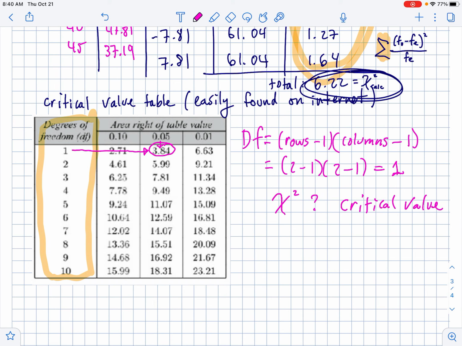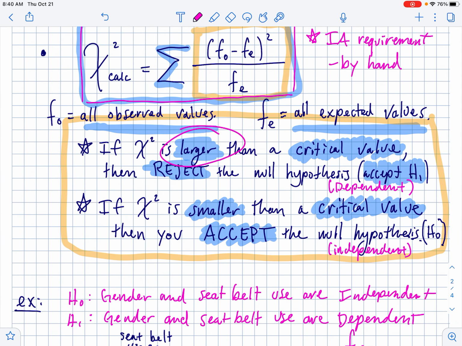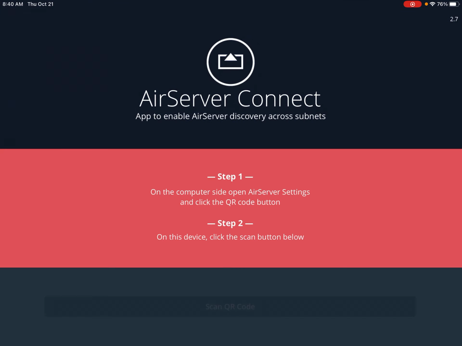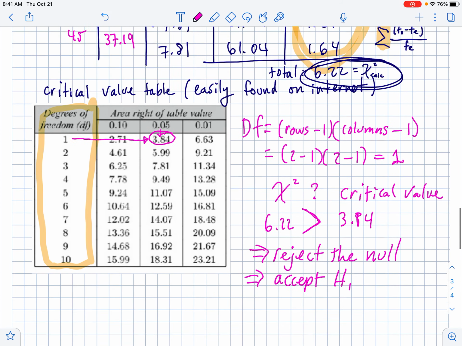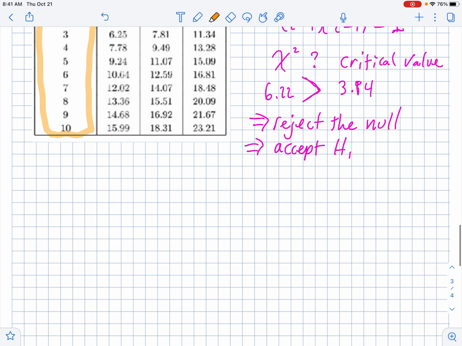So you have to compare your chi-squared with your critical value. Our chi-squared was 6.22 and the critical is 3.84. Because chi-squared is larger, remember back up here, it said if chi-squared is larger than the critical value, you reject the null hypothesis. So this means we reject the null. Whoa, calm down. This also means that we accept the alternative, which the alternative hypothesis with the seatbelt problem was gender and seatbelt use are dependent on each other.